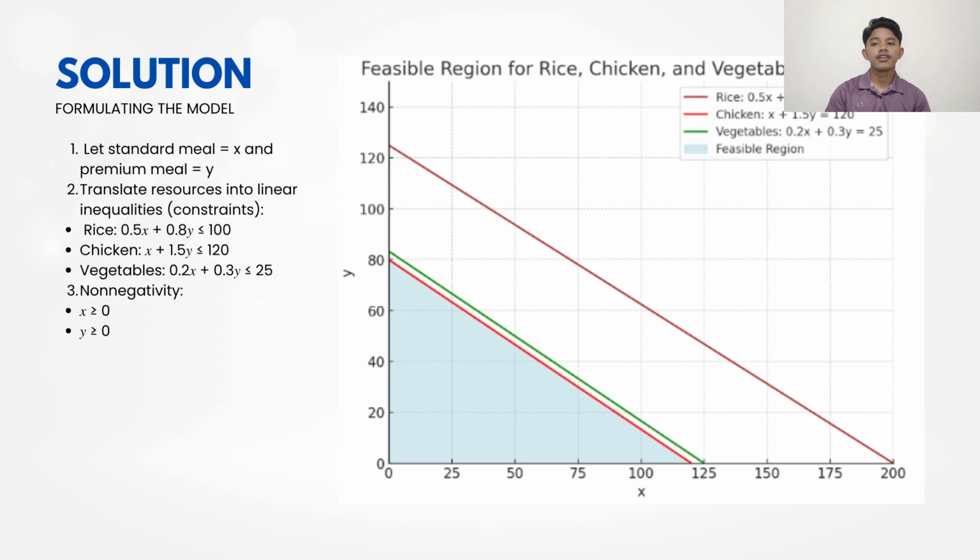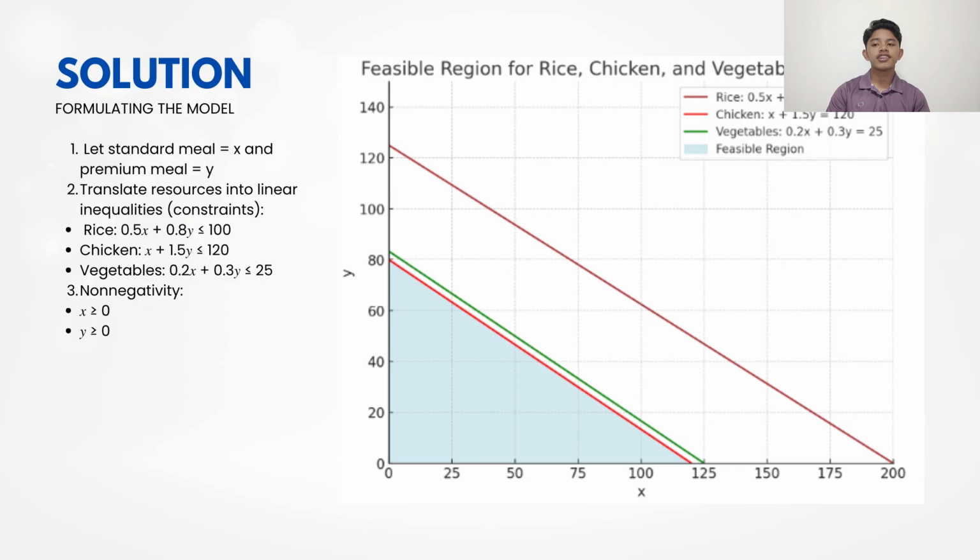And lastly, for the vegetables, we have 0.2 kg of vegetables for the standard meal and 0.3 kg of vegetables for the premium meal. So our linear inequality will be 0.2x plus 0.3y less than or equal to 25.